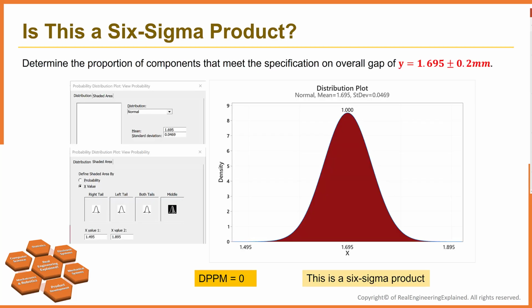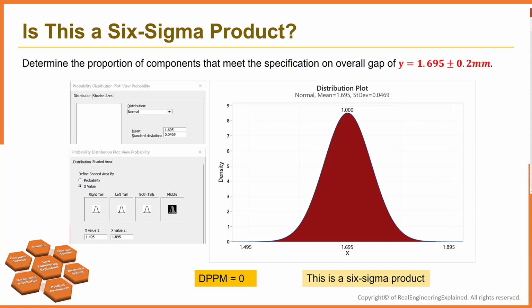Let's change the specification limit on the target value to 0.2 mm. As we mentioned, we can make this number bigger as long as the device performance is not affected. So here, change the USL and LSL. As we can see, the DPPM for this simulation is 0. So this design is a Six Sigma design.